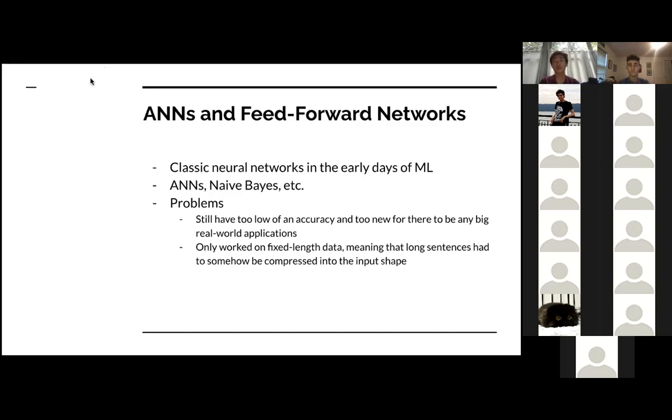And another problem is that it only worked on a fixed length of data, meaning that long sentences had to somehow be compressed into a fixed input shape, which would be tuned by hyperparameters. So if you have long sentences, you can't really efficiently feed that into an ANN because you would lose so much context and so much sentence structure.